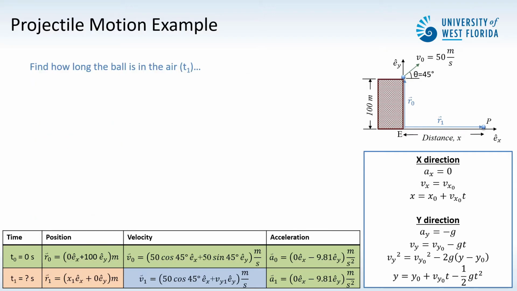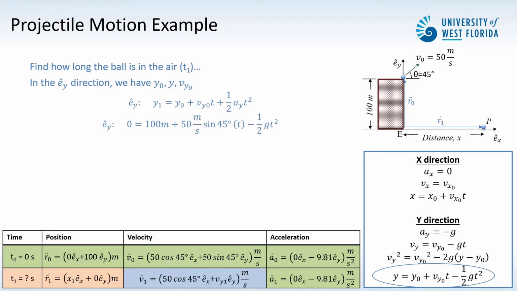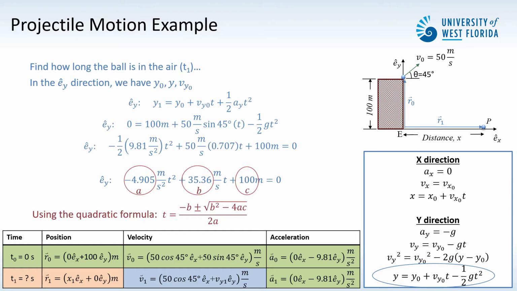To find the time that the ball remains in the air, choose an equation based on the information we have and the information we need. Again, we'll work in the EY direction and use the circled equation since we have the initial and final positions in the EY direction as well as the initial velocity. Rewriting the equation with the appropriate subscripts and plugging in values and rearranging, we end up with a quadratic equation.